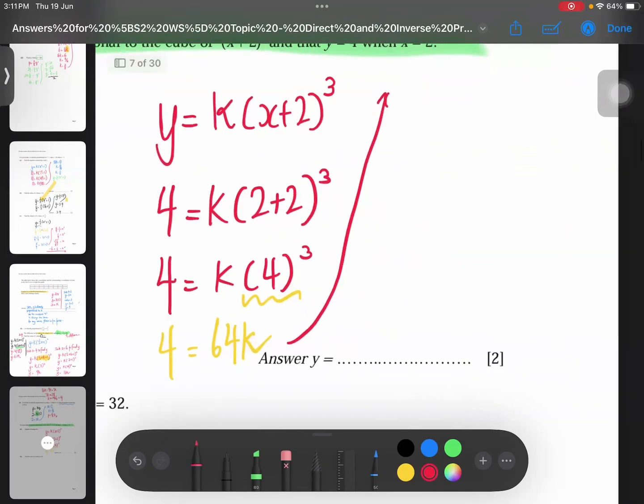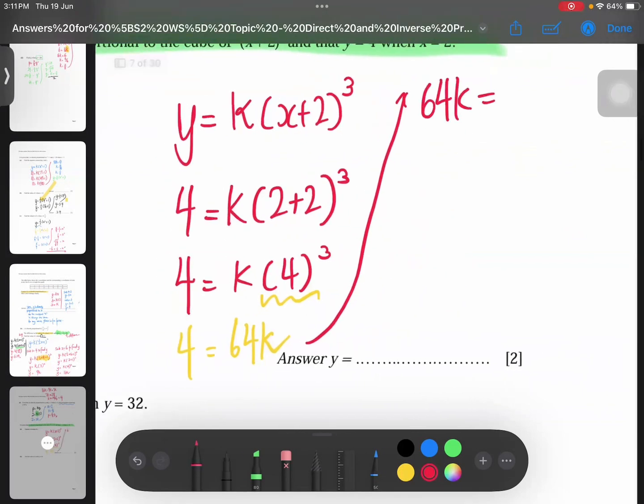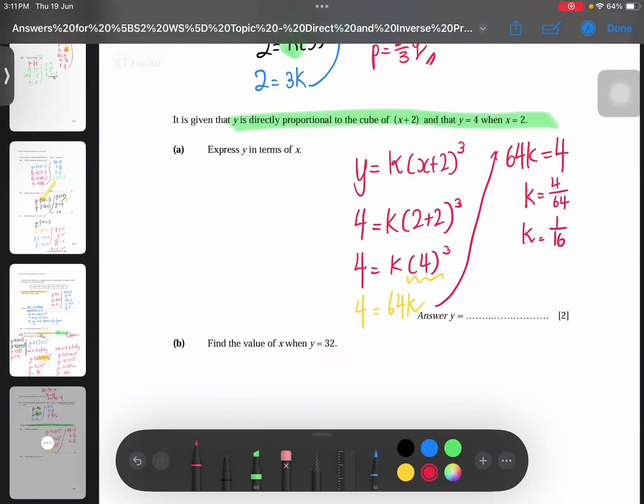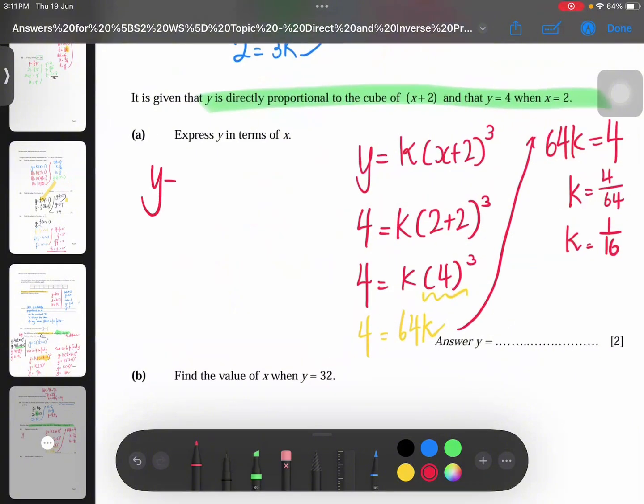All right, so from here, 64k equals 4. So k equals 4 over 64. Do you understand? When we do 4 over 64, we get an answer of how much? 1 over 16. Understand? But your job is not to just write 1 over 16. Your job is to make sure that k is now written as 1 over 16, because now you know that is the value, and that's why your answer for this question has to be y equals 1 over 16 bracket x plus 2 to the power of 3.